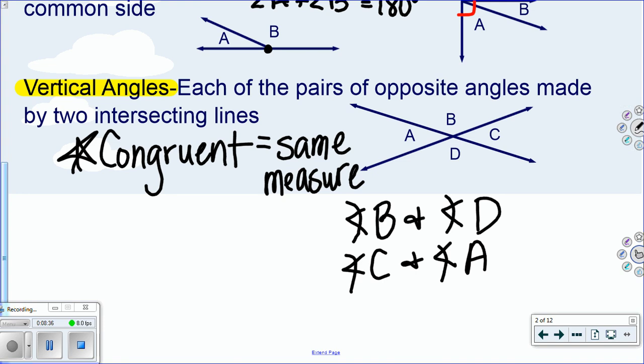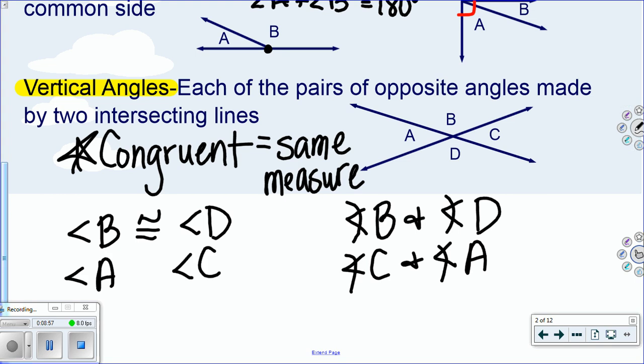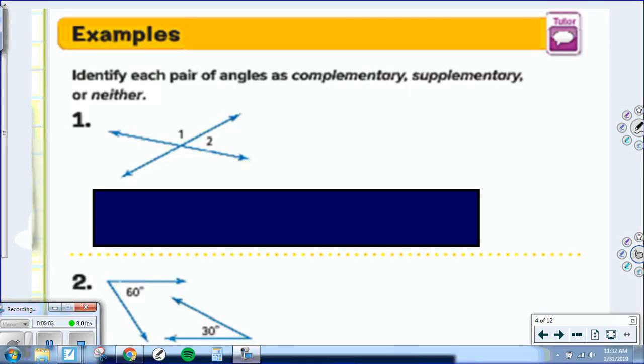All right, so go ahead and copy this first example. You're going to draw two intersecting lines and name them angle 1 and angle 2. We want to identify them as complementary, supplementary, or neither. Raise your hand if you think these two angles are complementary. Raise your hand if you think these two are supplementary. Raise your hand if you think they're neither. They are supplementary. Supplementary is the correct answer.